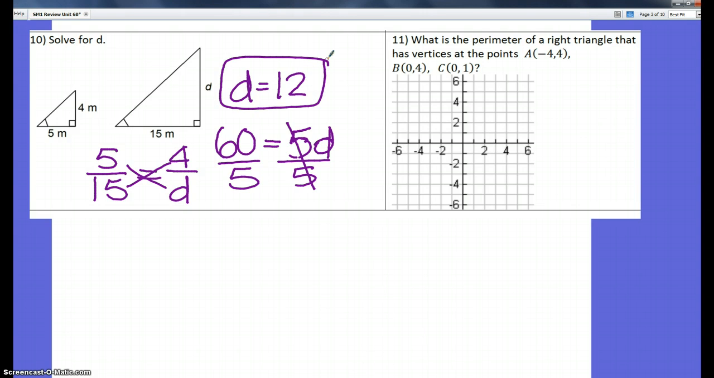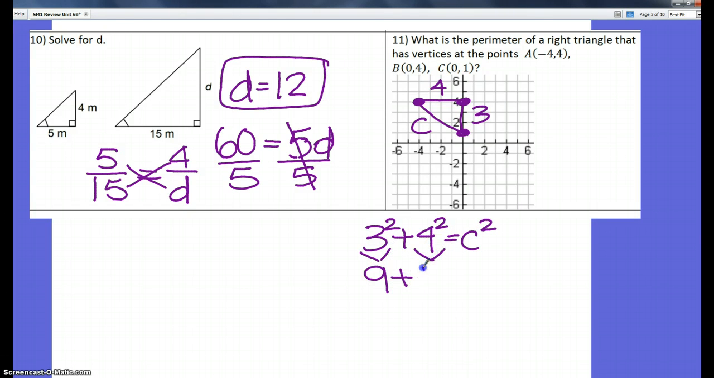Over here, the perimeter of the triangle with the vertices. You got 0, 4, which is right here, 0, 1, and negative 4, 4. Here's our triangle. This is 3, 4, and we're going to find this using the Pythagorean theorem. 3 squared plus 4 squared equals c squared. 3 times 3 is 9. 4 times 4 is 16.